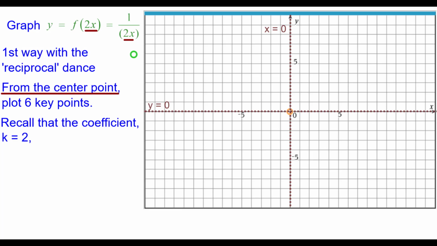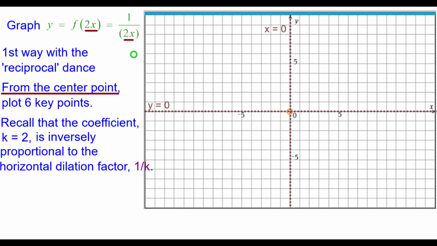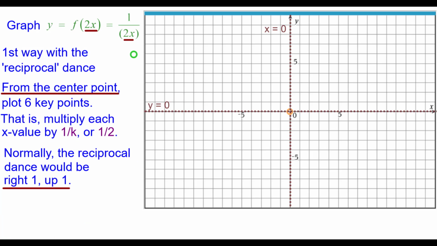Again, the center point is 0, 0, and from this center point we're going to plot 6 key points. Recall that the coefficient k equals 2 is inversely proportional to the horizontal dilation factor, 1 over k. That is, we're going to multiply each x value by the reciprocal of 2, which is 1/2. Normally the reciprocal dance would be right 1 up 1, but for this one it's going to be right 1/2 up 1 because 1/2 times 1 is 1/2, and the y coordinate remains unchanged. So plot 1/2, 1.